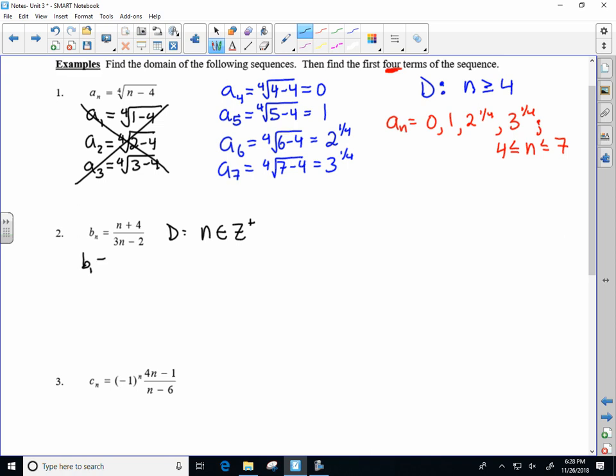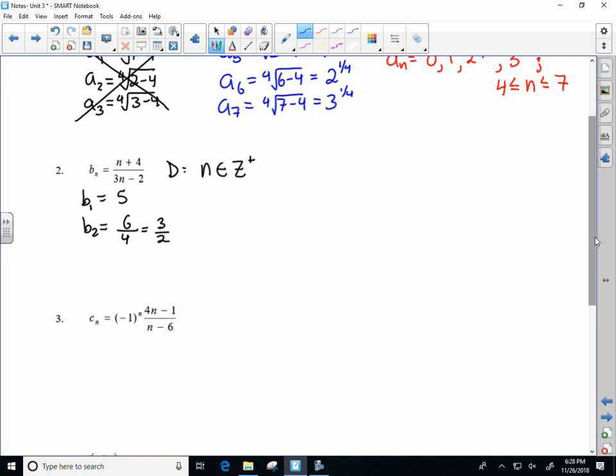B sub 1, that's a clean 5. B sub 2, so I'm plugging in a 2 now, so I'm going to get a 6 over, what was that, 4? So 3/2. You want to pick and choose under what circumstances you simplify a fraction and what circumstances you don't. The reason why is sometimes if you have to determine a pattern, if a pattern exists, sometimes in its unsimplified form it's easier to see.